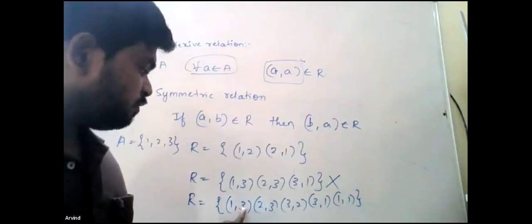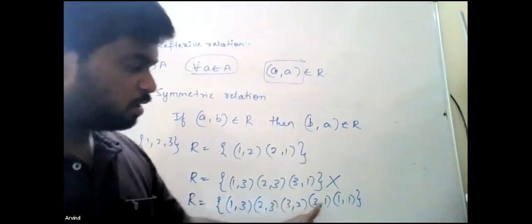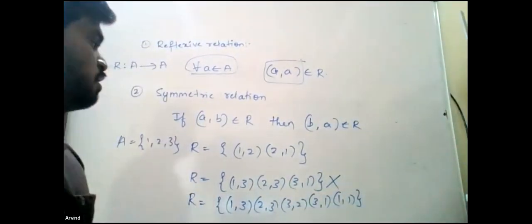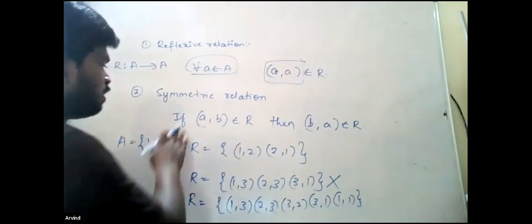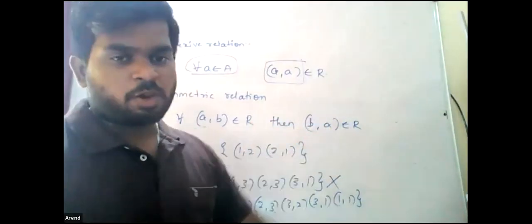Why? (1,3) is there, and its reverse (3,1). (2,3) is there, and its reverse (3,2) is there. (1,1) is there, and its reverse is (1,1). Therefore this is a symmetric relation. So for all (a,b) belongs to R, (b,a) should belong to R.